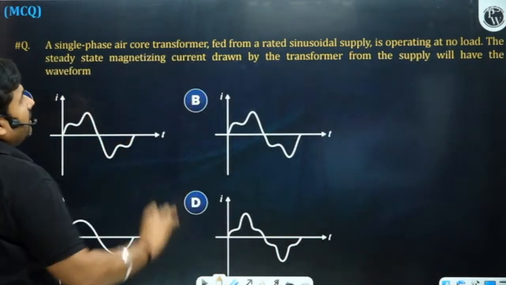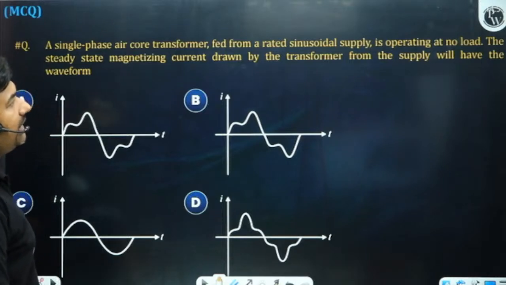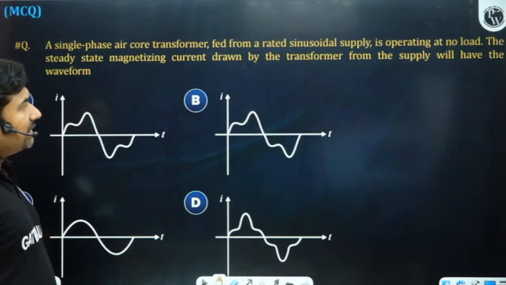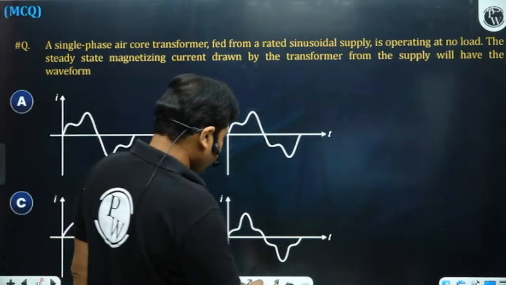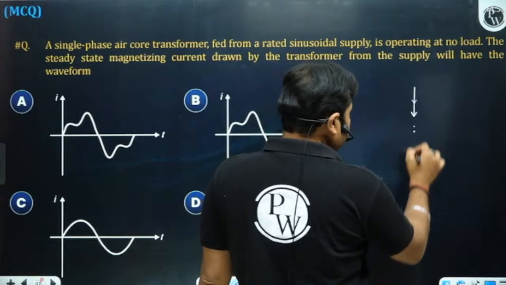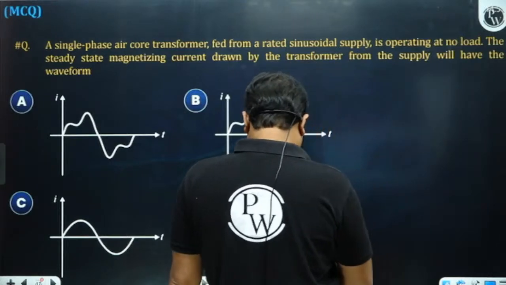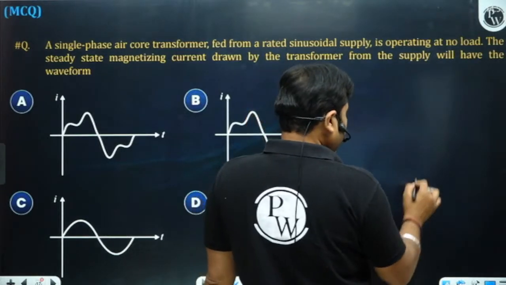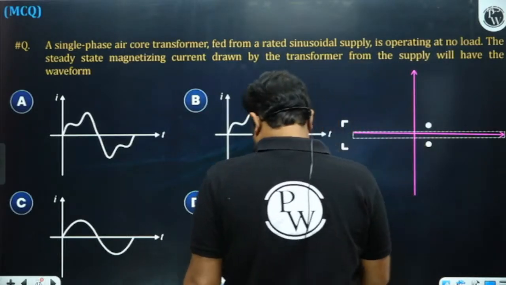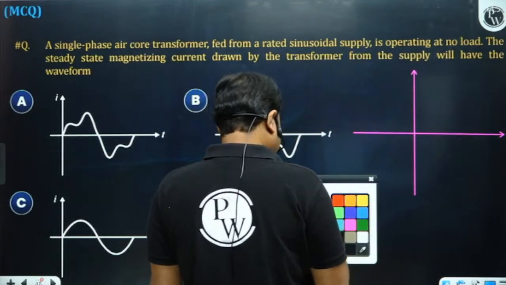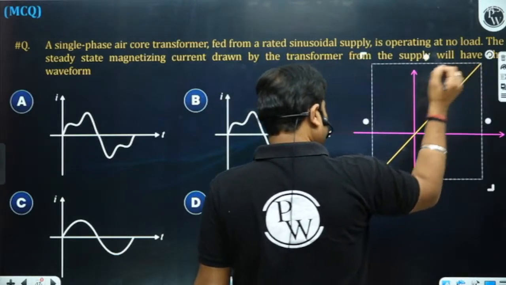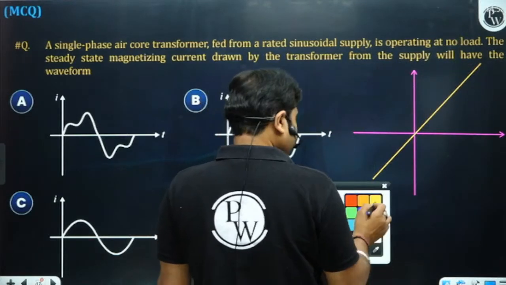A single phase air core transformer fed from a rated sinusoidal supply is operating at no load. The steady state magnetizing current drawn by the transformer from the supply will have which waveform? So please observe, for an air core transformer, the magnetization curve is linear.